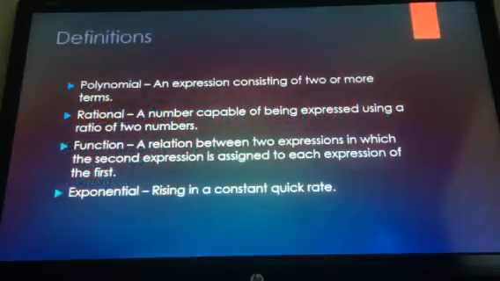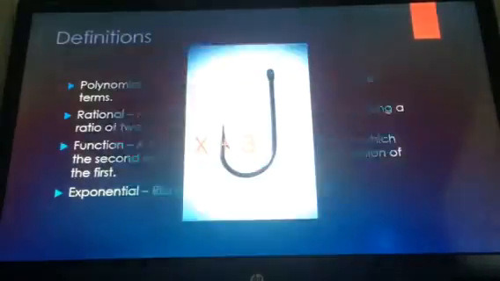Definitions. Polynomial: an expression consisting of two or more terms. Rational: a number capable of being expressed using a ratio of two numbers. Function: a relation between two expressions in which the second expression is assigned to each of the expression of the first. Exponential: rising at a constant quick rate.